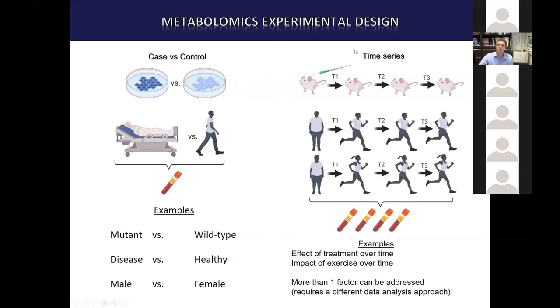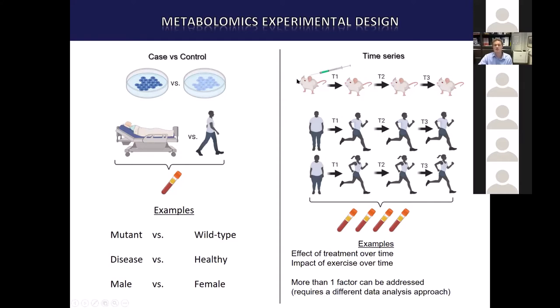Another way you might want to design your experiments is to know what happens over time, or what happens as you treat a subject or an individual over a time course. So that might be just what happens over time. Down here, you can see somebody who does exercise, and you have different time points where you might be collecting their blood plasma. And then male versus female here, and you can compare two factors, both non-exercise and exercise in male and female, for example.